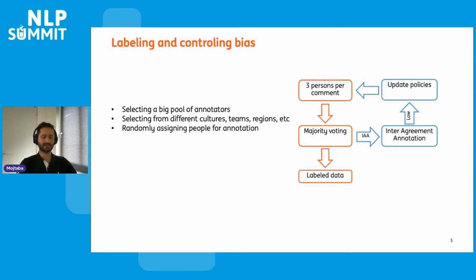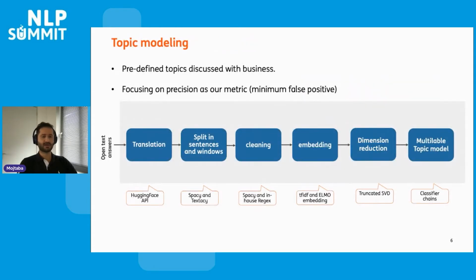After labeling data, it's time to develop your model based on the annotated data. So I will start with topic modeling. We defined some predefined topics, and I have to mention, we discussed them with the business, because we wanted to make sure that for each topic there is one business owner. As I mentioned before, at the end of the day, we want to provide them actionable insights, and those actionable insights should go to a certain team within the organization, so they can have a look at it and take proper actions. So that's the first point I have to mention.